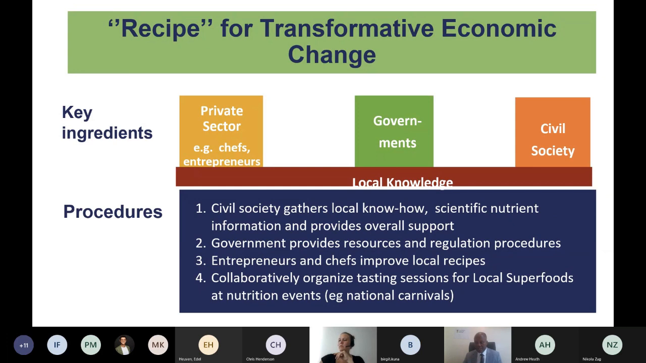Third is civil society. Let's see the procedure. First, civil society gathers local know-how and scientists' nutrient information, and provides support for the overall process. Second, government provides resources and regulation procedures. Third, entrepreneurs and chefs improve local recipes. And fourth, all of them collaboratively organize tasting sessions for local superfoods at nutrition events such as Carnival. Next slide, please.